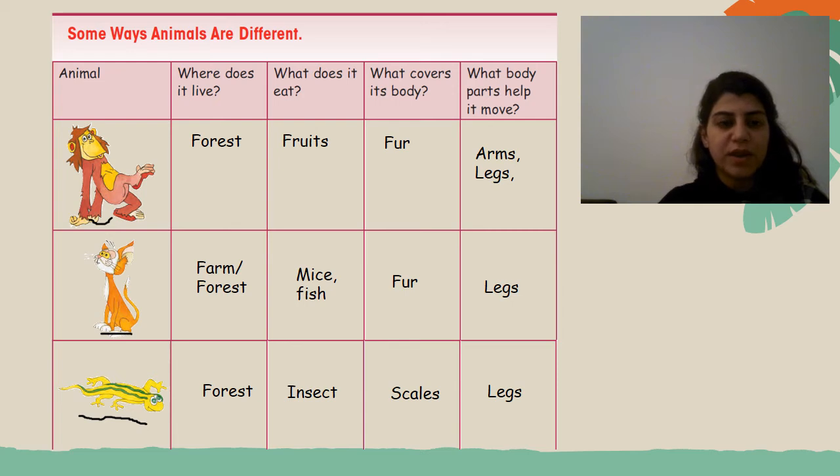Now let's move on to the cat. This is a cat. Where does it live? It lives in the forest or farm. What does it eat? It eats mice and fish. Mice is the plural of mouse. Okay. What covers its body? Its body is covered with fur. What body parts help it move? Its legs.